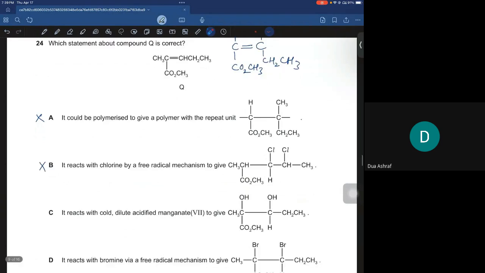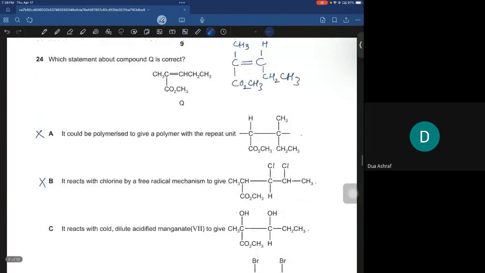Option C says it reacts with cold, dilute, acidified manganate to give this. In cold KMnO4, I told you that the diol would be formed. So yes, option C is correct because in this option the diol is formed, like here, OH and then OH. That's it.